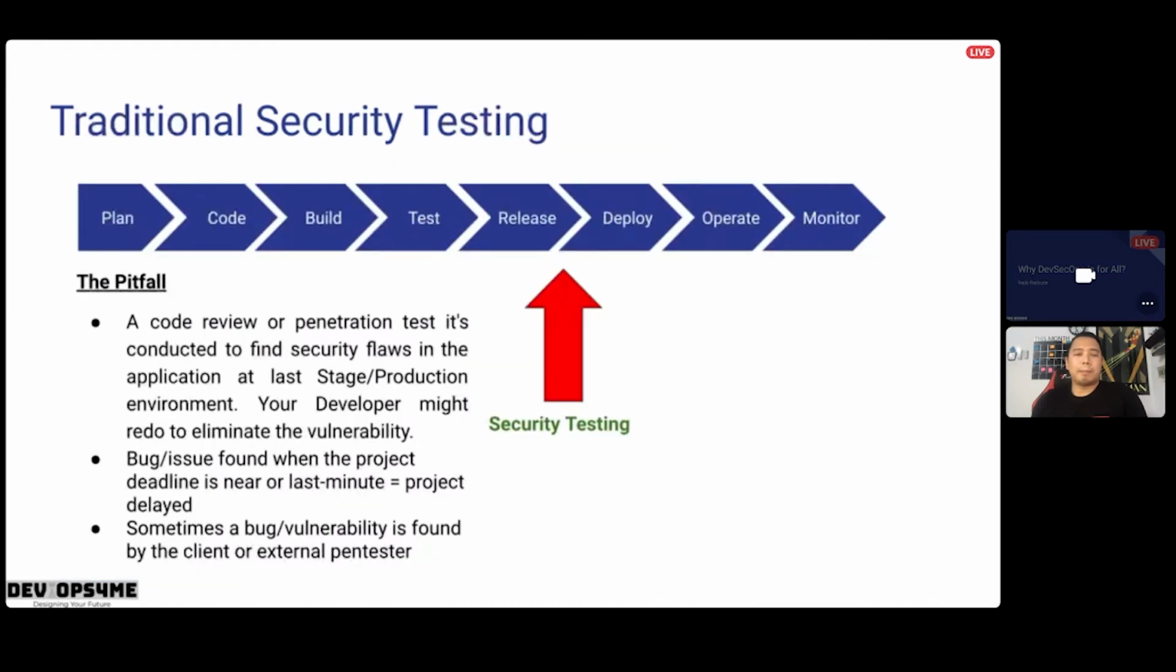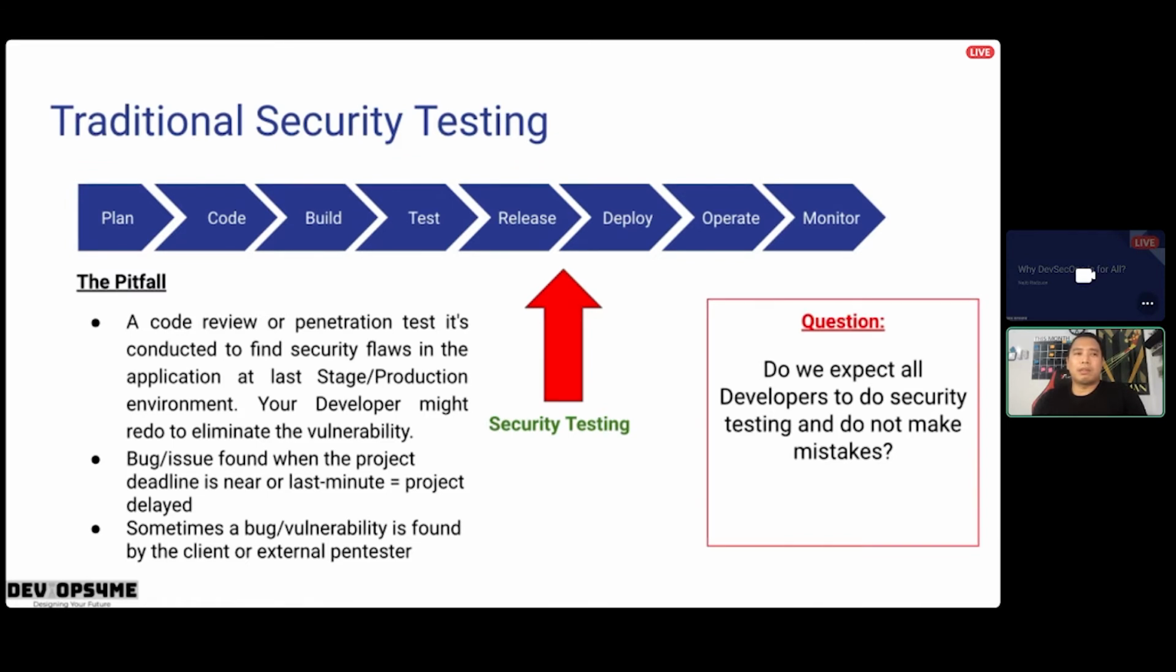So I go next. Now we're looking at the traditional security test approach. It is always done between release, deploy, or even in production itself. So hence it's also a pitfall. One pitfall is that a code review or penetration test to find security flaws is always conducted in the last process of development or in the production environment. Developers might have to redo the code if they find a vulnerability or security issue in the code. And sometimes the security issue is found by an external party or the client. So the question now: do we expect all developers to do a security test and not make mistakes? I think the obvious answer for that is no, right?